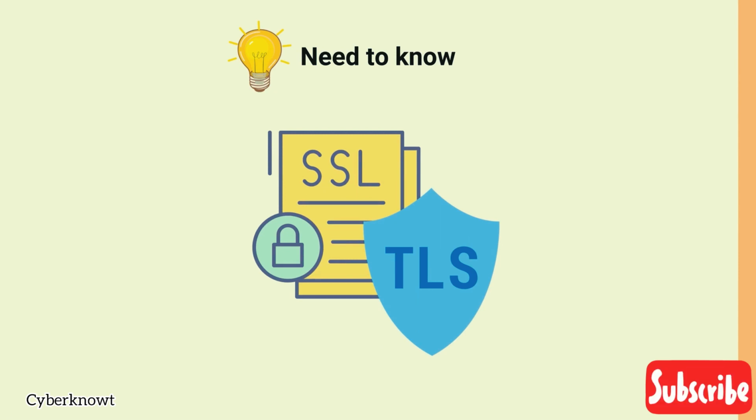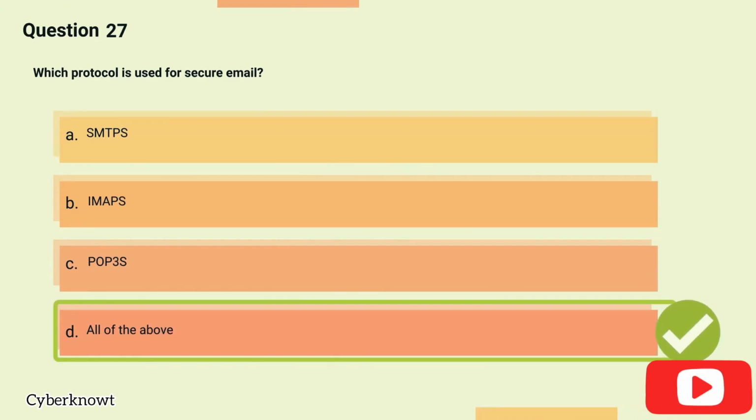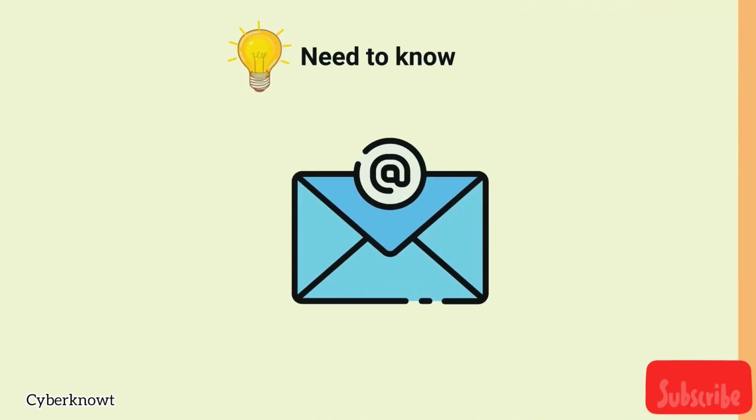financial transactions. Question 27. Which protocol is used for secure email? Option A. SMTPS. Option B. IMAPS. Option C. POP3S. Option D. All of the above. The correct answer is option D. All of the above. Explanation. Secure email can be achieved using SMTPS, IMAPS, or POP3S protocols, which encrypt email traffic to provide security for sensitive information.